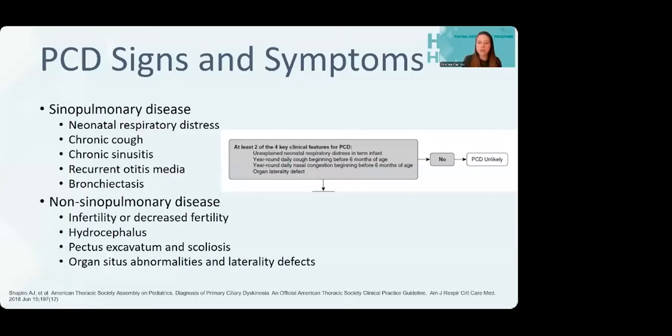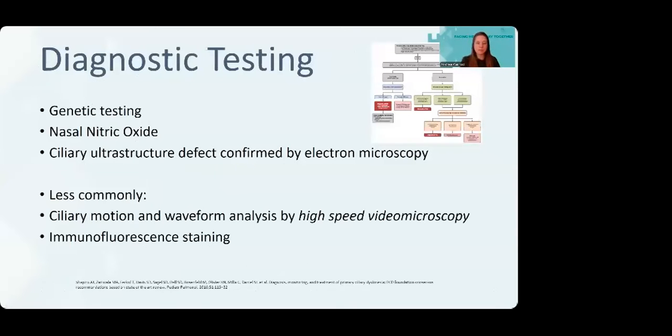So in our patients with heterotaxy, you can imagine they would meet the criteria for organ laterality defects, and many of them have neonatal respiratory distress. The hard part is trying to determine whether that distress is associated with a cardiac disease or whether it's respiratory disease. But certainly once we start seeing the sinus and lung symptoms, we get much more worried.